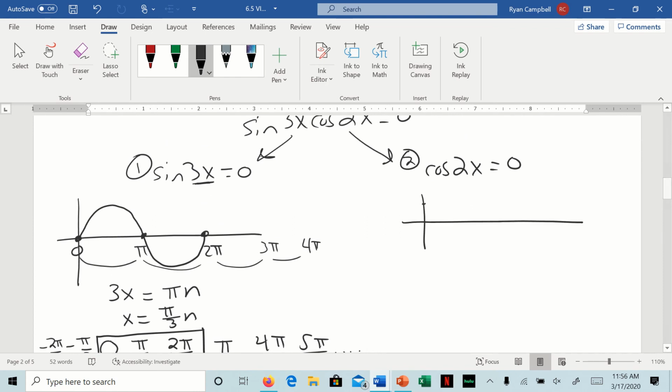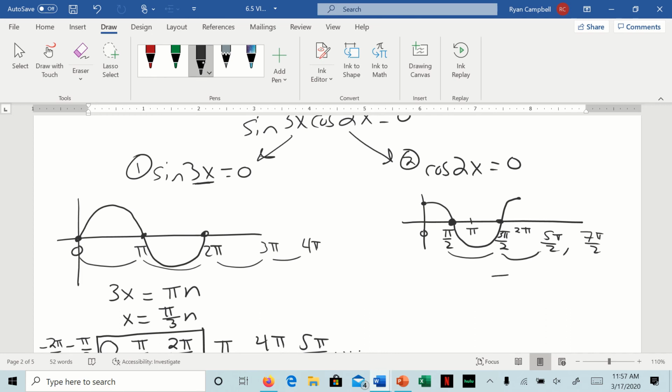So remember, cosine starts at 1, goes down, and goes back up. So if we establish this is between 0 and 2 pi, halfway is pi. What's between 0 and pi? This one right here is pi over 2. What's between pi and 2 pi? This is 3 pi over 2. So once again, it's pi over 2, 3 pi over 2. The next would be 5 pi over 2, 7 pi over 2, and so on and so forth.